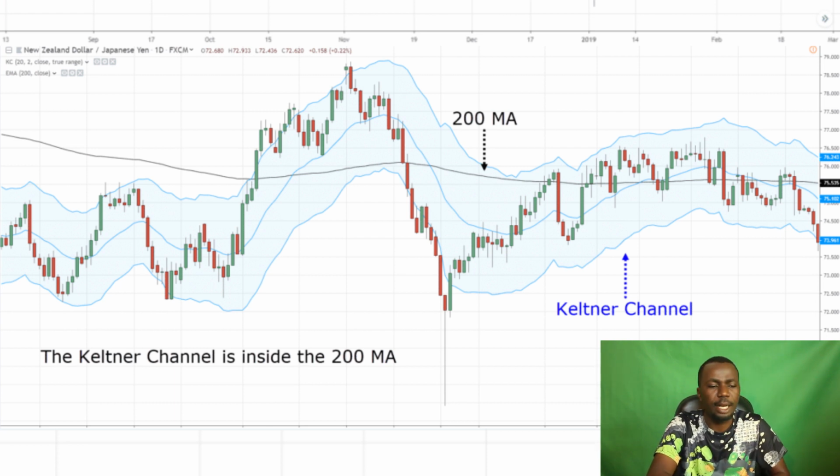So make sure that you implement this strategy in a demo account, backtest it very well, and make sure that this strategy works for you before you use it in a live market.